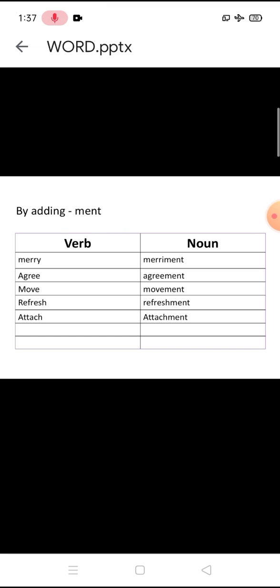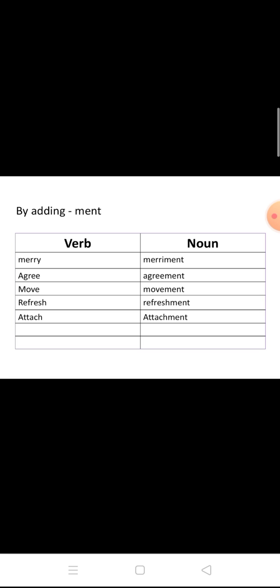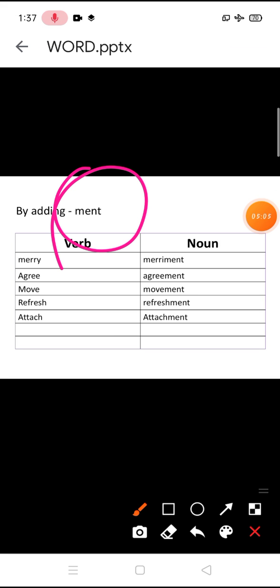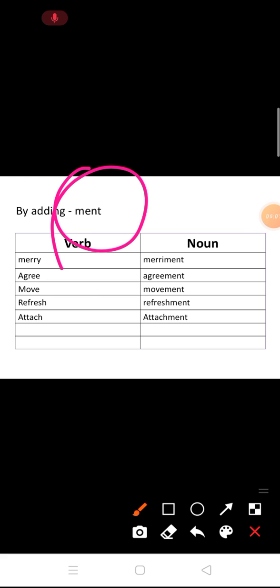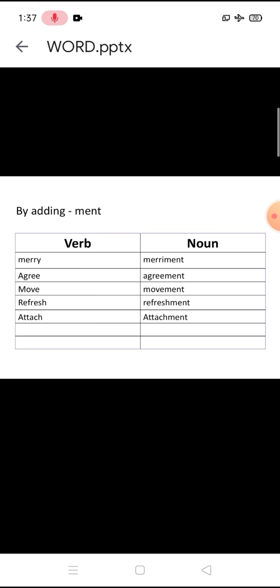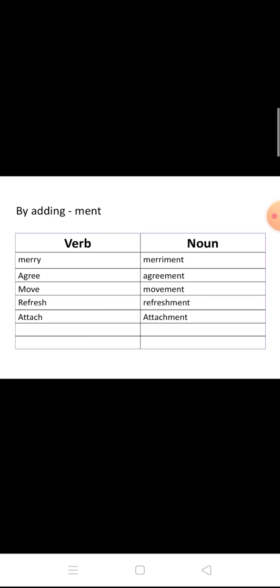Now the next case is of adding ment. After adding ment as a suffix to these words, we are going to get a noun. For example, the first word is merry. It will become merriment. Agree will become agreement. Move will become movement. Refresh will become refreshment. Attach will become attachment.